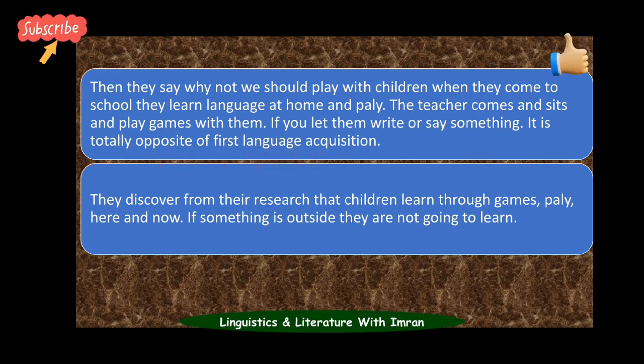According to this theory, a child or a person acquires a second language the way he or she acquires the first language. The first language is acquired by playing, with no formal instruction, so the second language should also be acquired in the same manner. They discovered from their research that children learn through games, play, here and now. If something is outside, they are not going to learn. So all these theories are given by second language acquisition, and the second language acquisition theory is given by applied linguists, not by pure linguists.